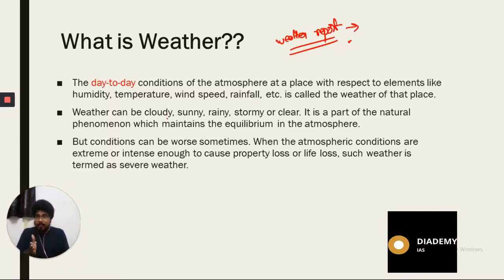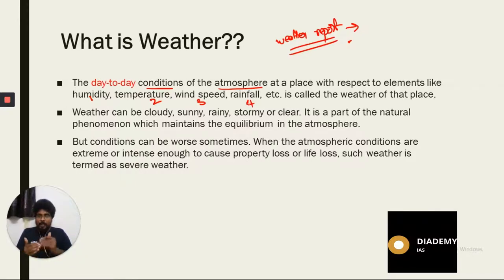What they are telling about is the day-to-day conditions of the atmosphere around a place with respect to different elements. What are those elements? Humidity, temperature, wind speed, rainfall. These are the basic elements. So a weather report is simply the changes in these elements that are taking place in an area, and when put together, we get the condition of that area. This is simply the weather.